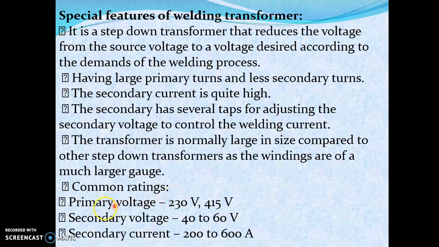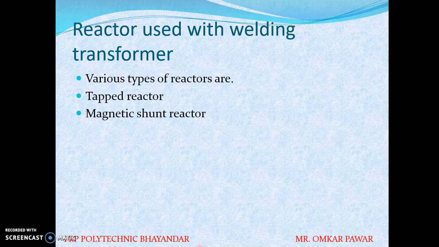Common ratings are: primary voltage 230 volt, 415 volt. Secondary voltage may be 240 to 60 volt, and secondary current in the range of 200 to 600 amp. The reactors used in a welding transformer are of various types, that is tap reactors and magnetic shunt reactors.